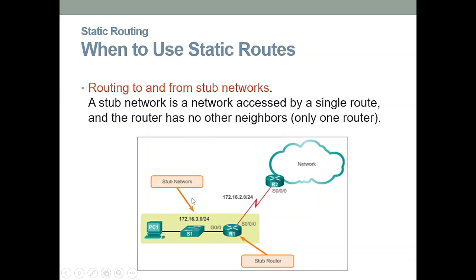Okay, so for example, if you look at this one here, we have this kind of network here. And this one we are calling a stub router. And what has been highlighted here, this is what we call the stub network. So in simple terms, a stub network is a network accessed by a single route.